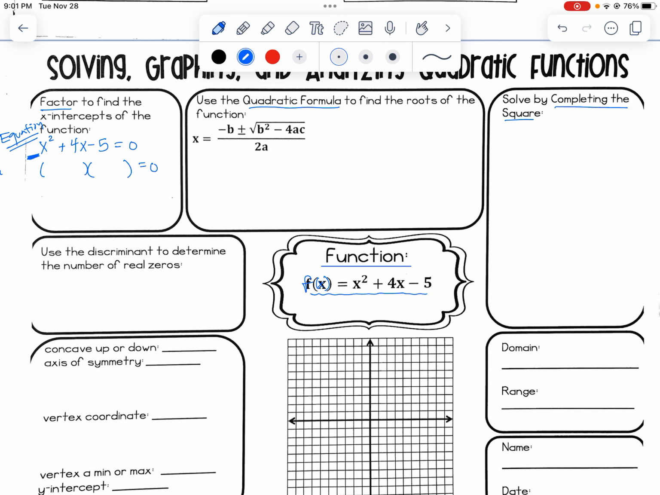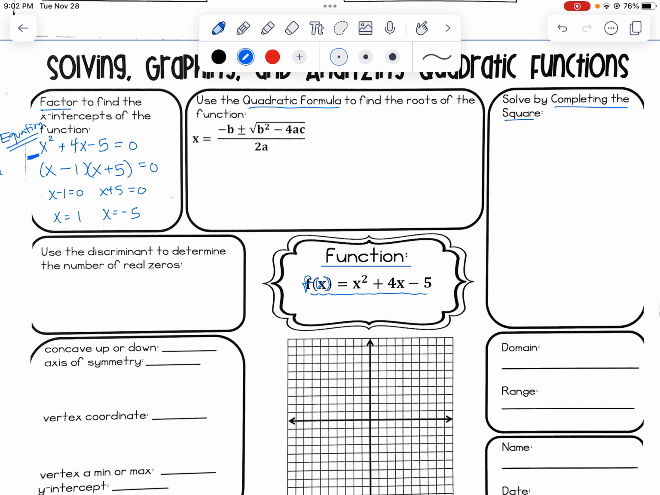And then I'm going to solve for x by setting each of the factors equal to 0. So I'm looking for two numbers that will multiply to negative 5 and sum to 4. Those numbers are positive 5 and negative 1. When I set those factors equal to 0, I get that the solutions, or the roots, or the zeros, or the intercepts, whatever you want to call them, are x equals 1 and x equals negative 5.